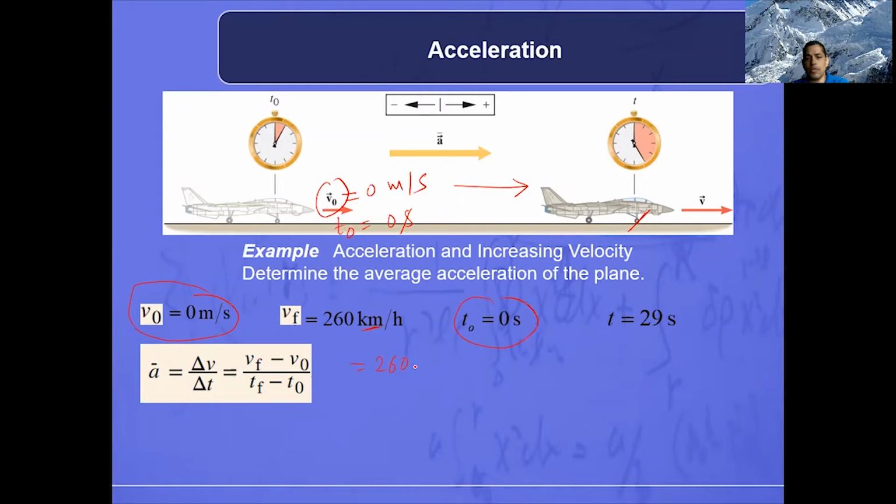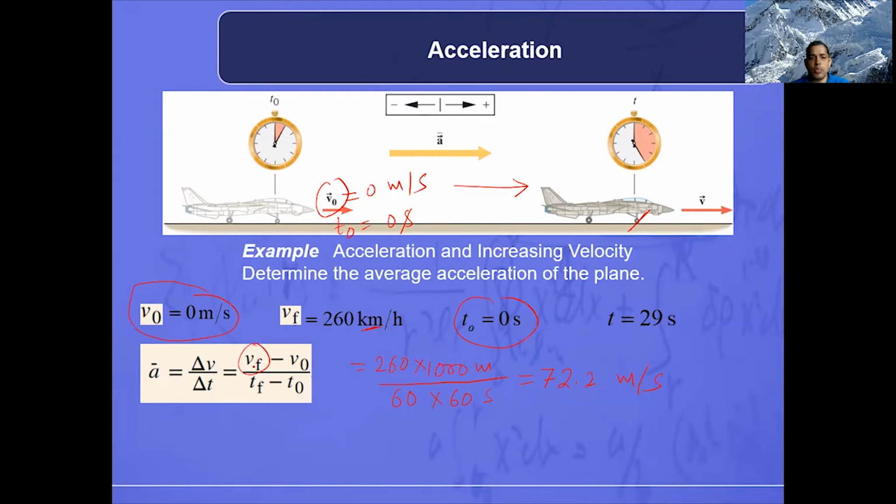How do you change your kilometer to meter? 1000 meter divided by hour, so 60 minute, right? And you have to change minute to second, which is 60 second. If you do that, you get 72.2 meter per second. Okay, that's my vf. So now let's plug this in.